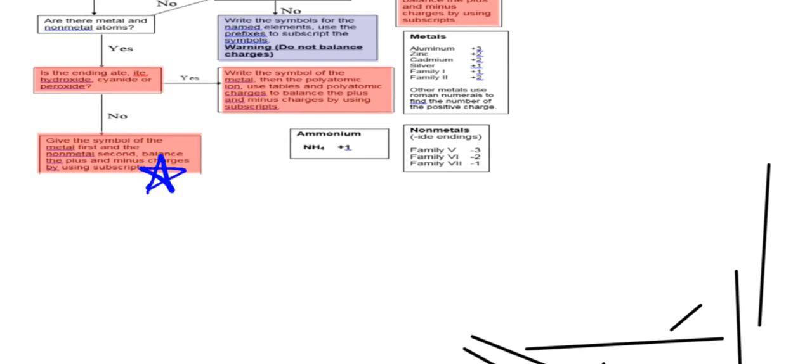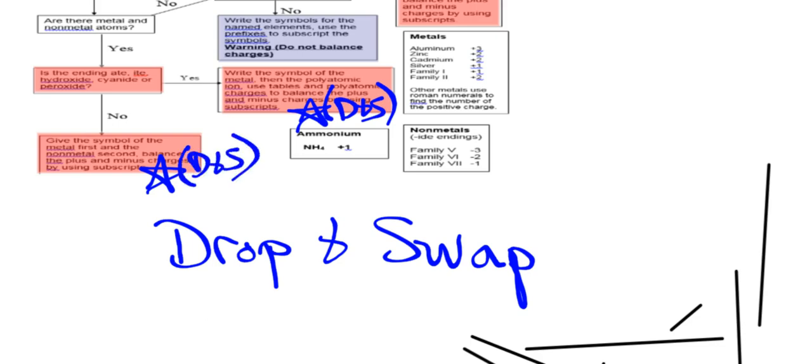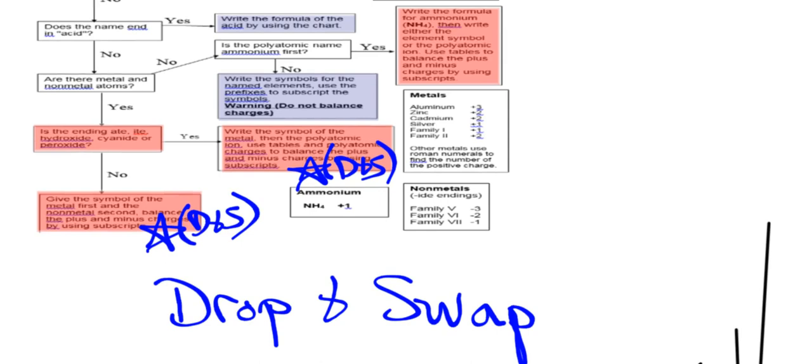In this box and in this box, you drop and swap. So like I would add that right there, drop and swap. Drop and swap. But in the blue box, well, I'll take a pause. We're probably going to even run out of time before we even do anything. We'll do our best.